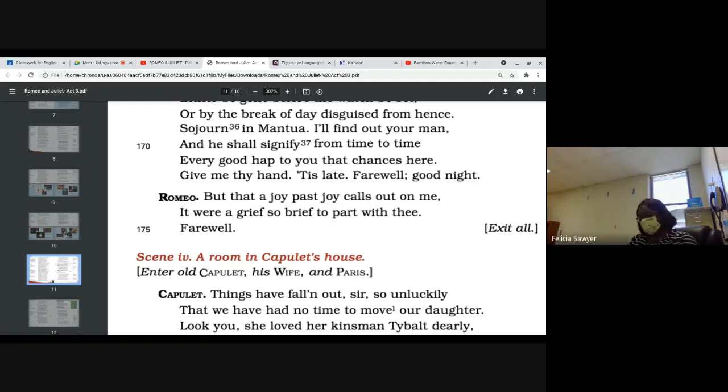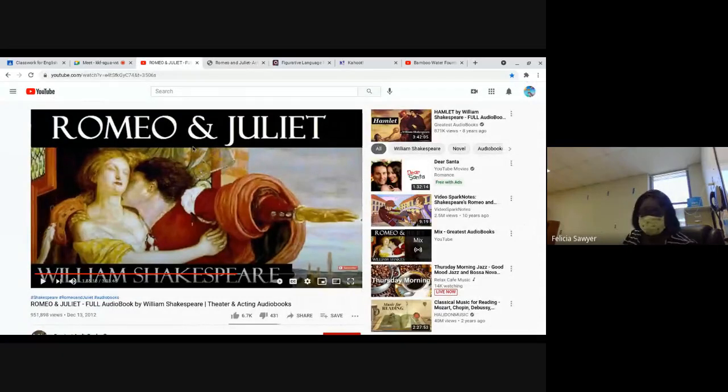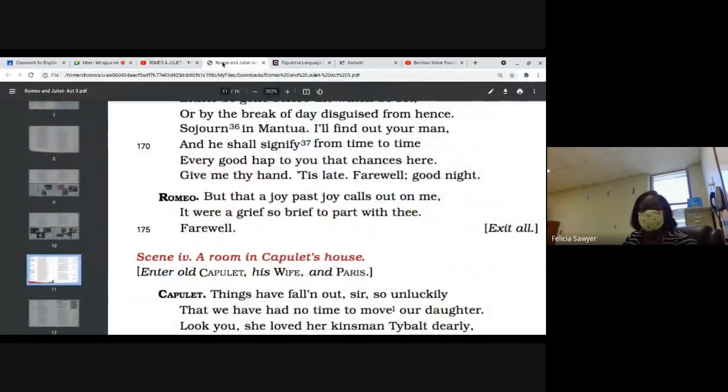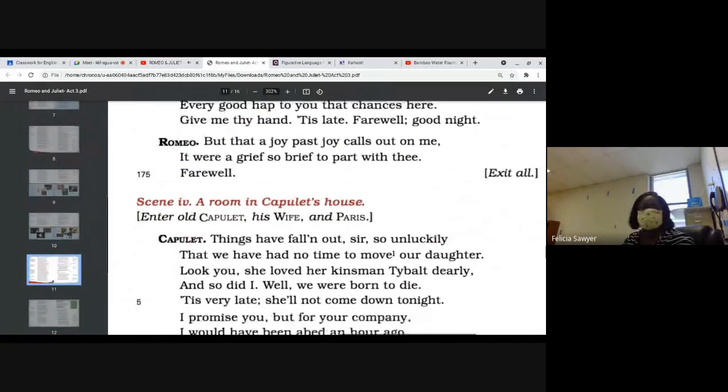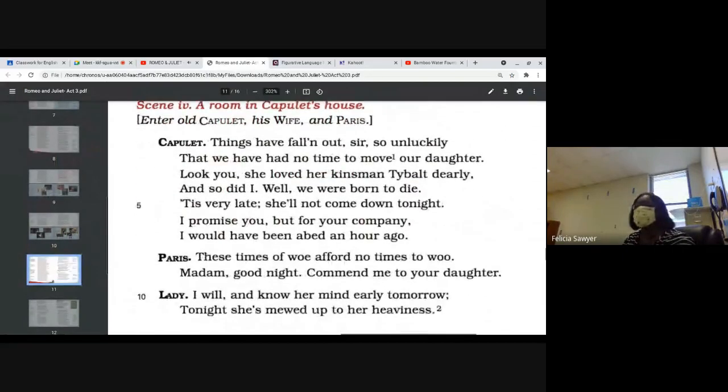So you need to pull up your PDF of Romeo and Juliet. We're in Act 3, Scene 4, a room in Capulet's house. Enter Capulet, Lady Capulet, and Paris.